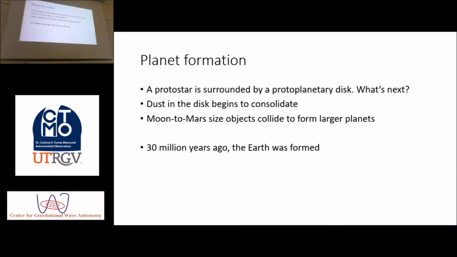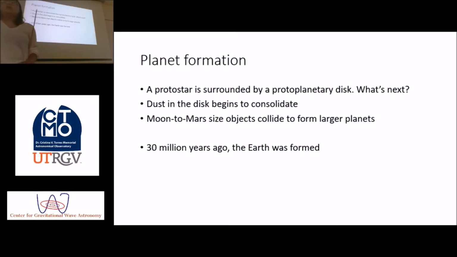And so the next topic is about planet formation, right? Because now we have a star that's formed, but we don't have any planets that have formed yet. And so we have a protostar, or a star that is being orbited by a protoplanetary disk. What's next? Well, the dust in the disk begins to consolidate.